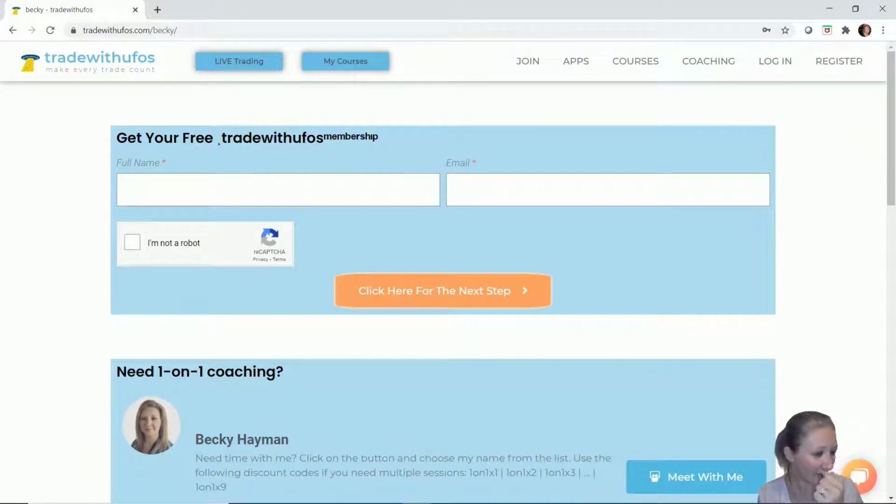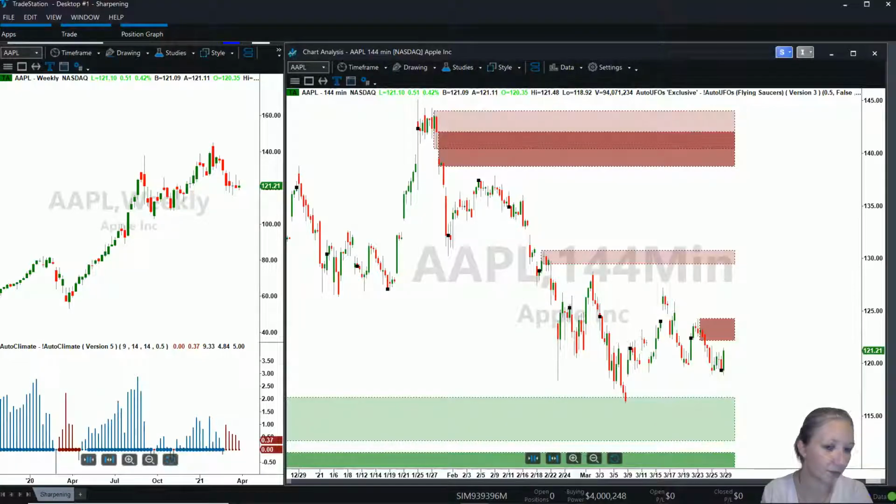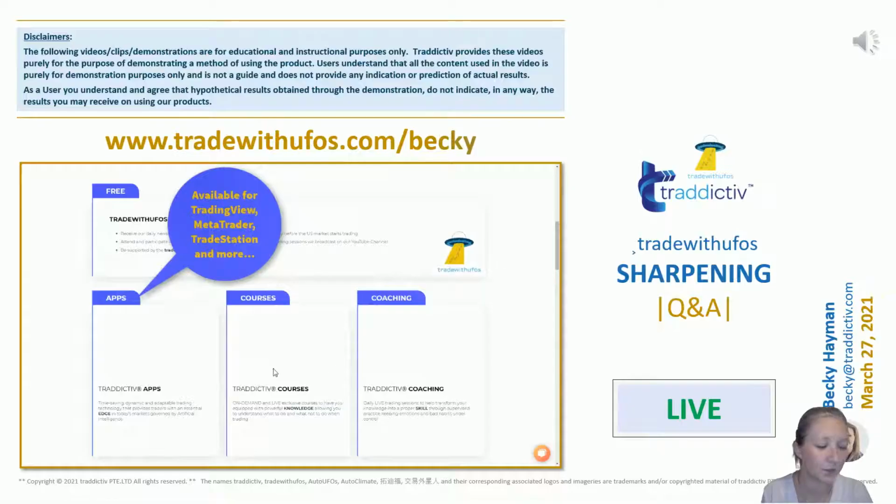Okay, so I'm just checking the chat boxes here. Again, you guys let me know if you have any questions, but as I don't see any right now, I will continue with what my plan was for today. Okay, so what I'm going to do for this one is I'm going to bring up TradeStation to just show different examples.